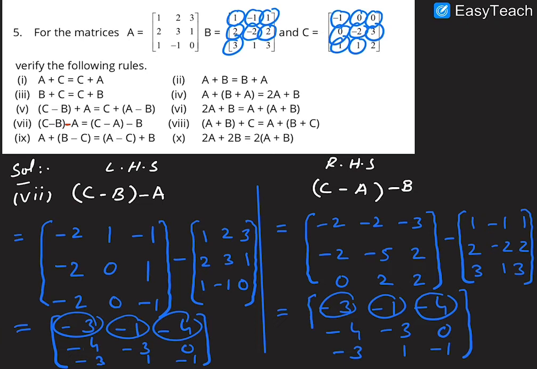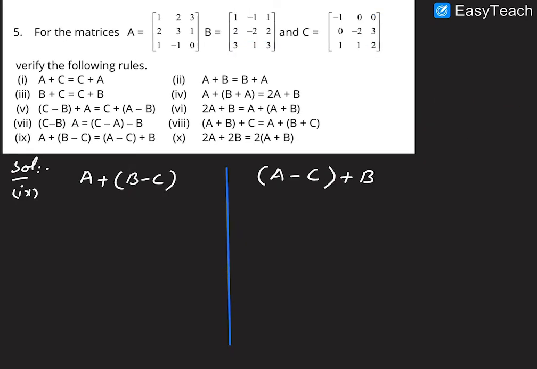So both matrices are same. This one and this one. 1 is equal to 2. It means left hand side is equal to right hand side. So we have verified this one also. Next, question number 9. Question number 9 is A plus B minus C, and A minus C plus B.